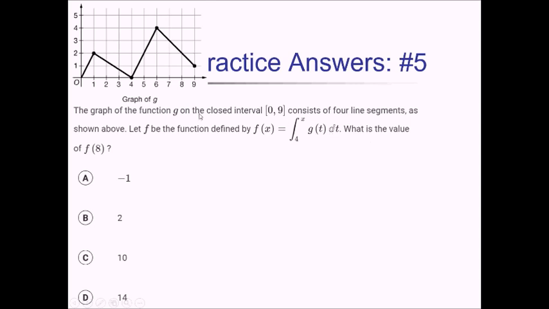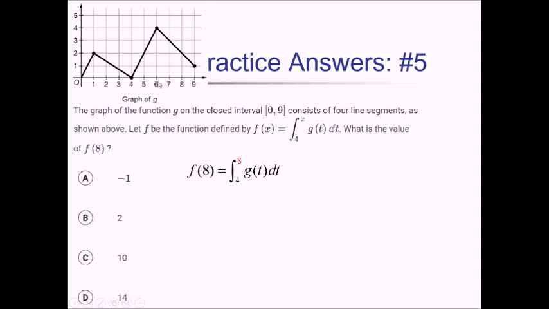We want to know the value then of f of 8. So just plugging 8 into this function here, we're just taking the integral from 4 to 8 of the g function, which basically means finding the area under the curve of g from 4 to 8. Since we're moving from left to right and we're above the x-axis, this is all going to be positive area.